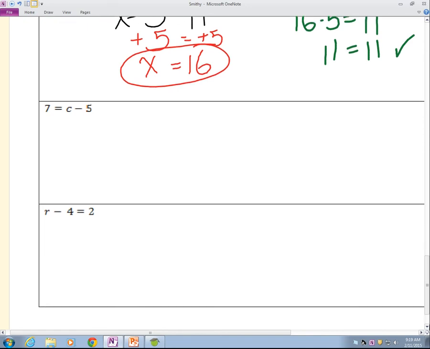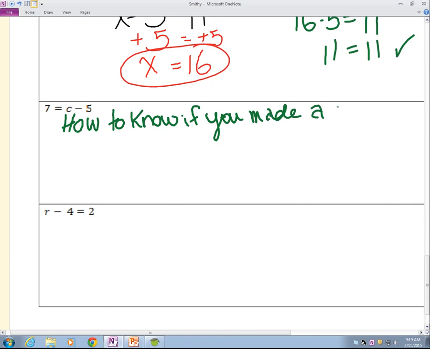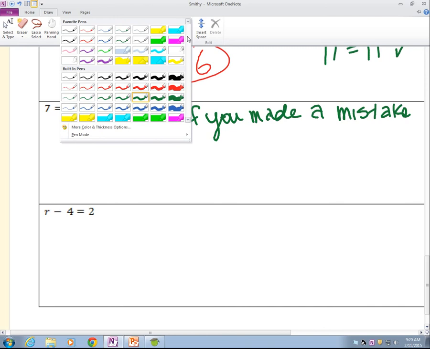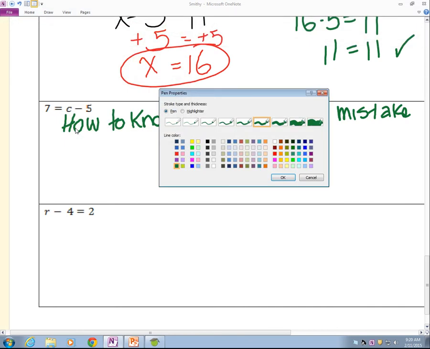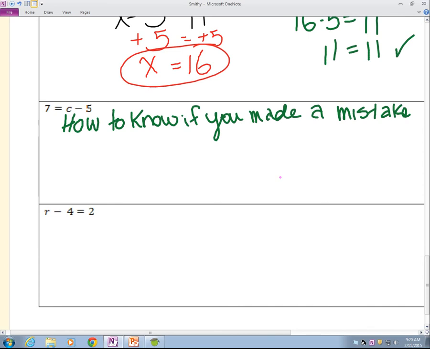So this next one here, we're actually going to do this one wrong. How to know if you made a mistake. I want you to write that on there so when you're looking back at these notes, you're like, why did I do it wrong? It's because we're showing what it'll look like if you make a mistake. So I have 7 equals c minus 5.